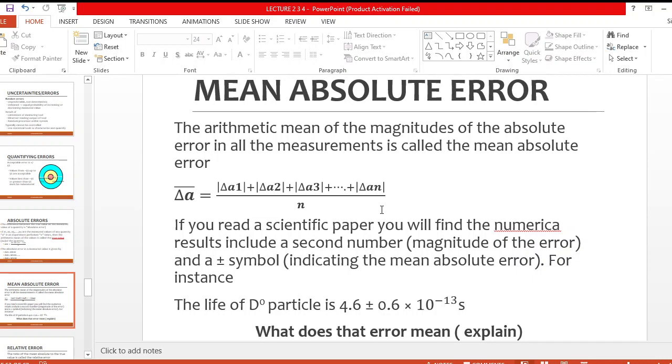So if you read most scientific papers, you find that values are written as 4.6 plus or minus 0.6. This plus or minus 0.6 is an indicator of an error. It means you can go up by 0.6 or you can go below by 0.6. That's the meaning of putting a plus or minus 0.6.